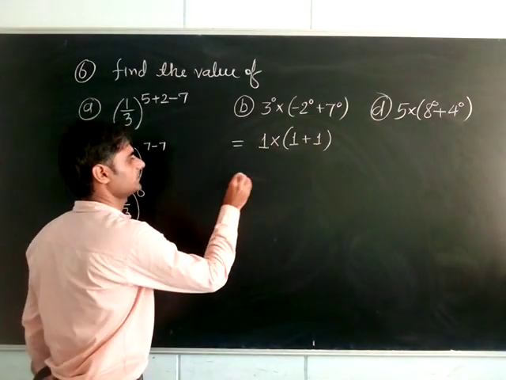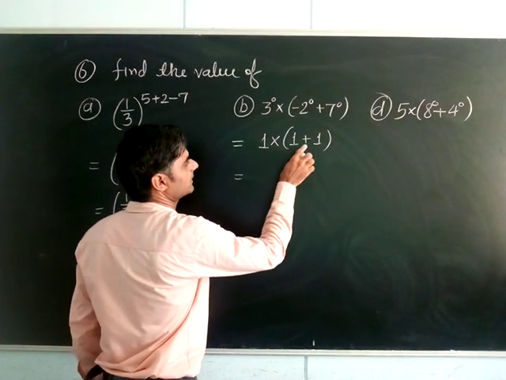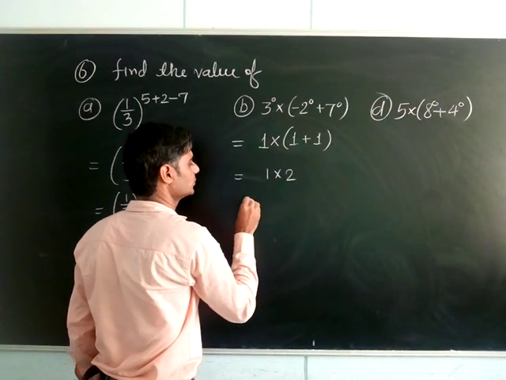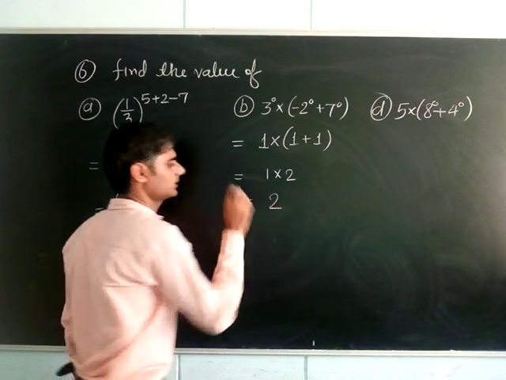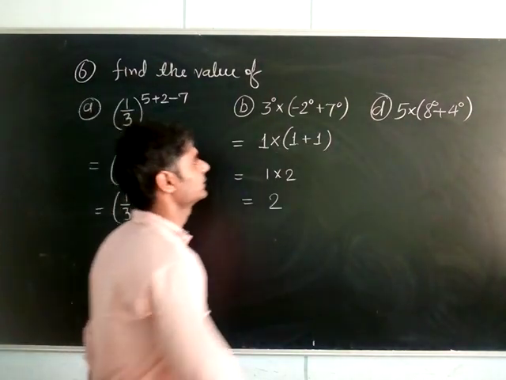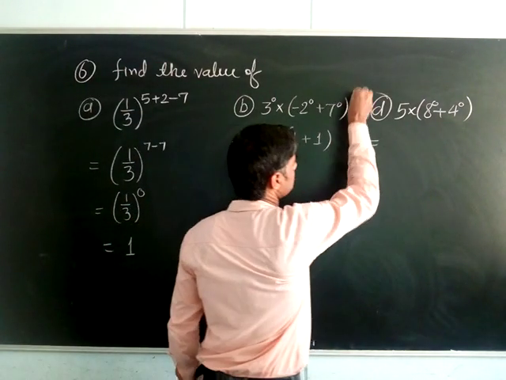Okay, so now this will be equal to 1 multiplied by 1 plus 1. 1 plus 1 equal to 2, so 1 multiplied by 2, 1 multiplied by 2 equal 2. Simple. Next one, you can see here also this D.